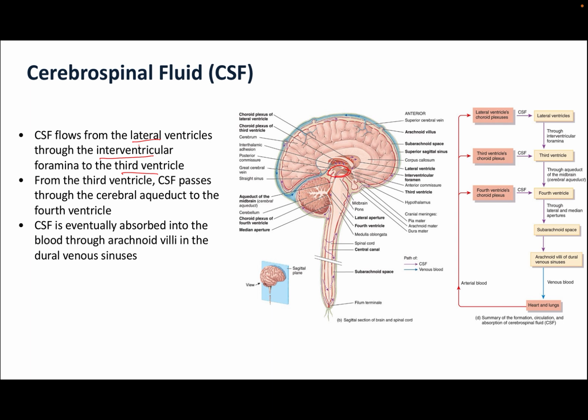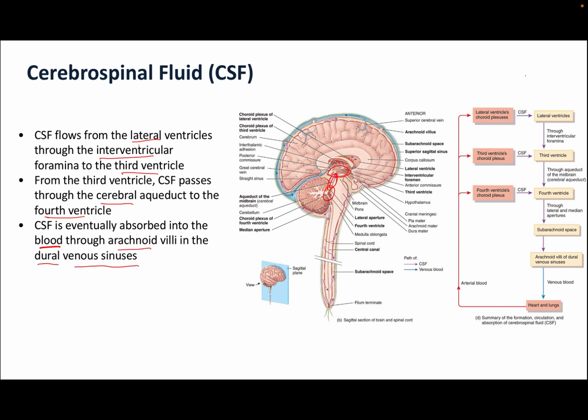All right. Now, from there, that cerebrospinal fluid is going to flow through the cerebral aqueduct, which is going to be this general region right here. You can see it's a tiny little spot. And it's going to flow into our 4th ventricle. Now, CSF is going to eventually get reabsorbed back into the blood through the arachnoid villi that are found in the dural venous sinus.